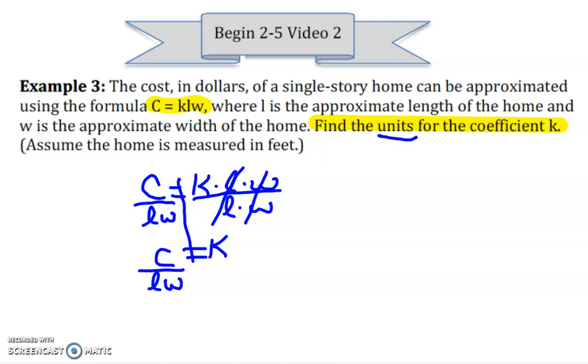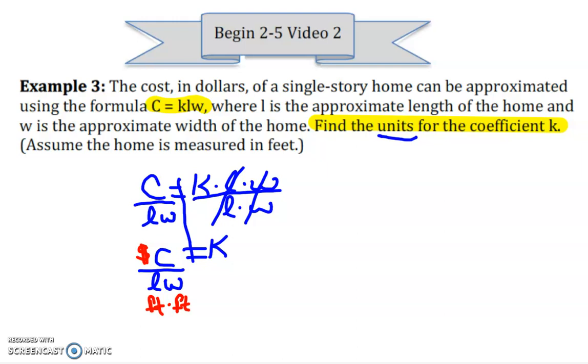So what I'm going to do is go up here and replace the C with the unit of measure, which was dollars. So we'll use the dollar sign for that. We're going to replace that C with a dollar sign. Now, it told me that length was measured in feet. So I'm going to replace that length with the symbol of a foot. And then the width is also measured in feet. So I'm going to use feet there.